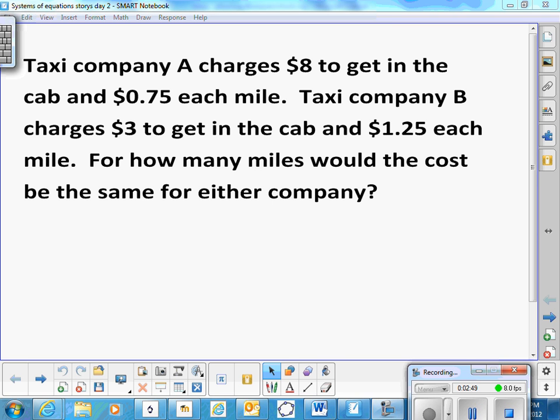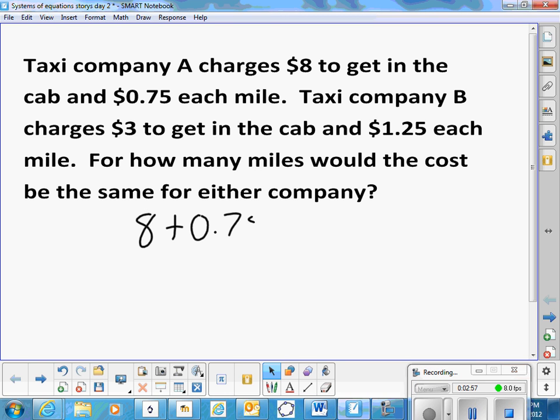Maybe we should try another example. This taxi company charges $8 plus 75 cents per mile. And at some point that will be equal to the other company, which charges $3 per mile plus $1.25. $3 plus $1.25 per mile.